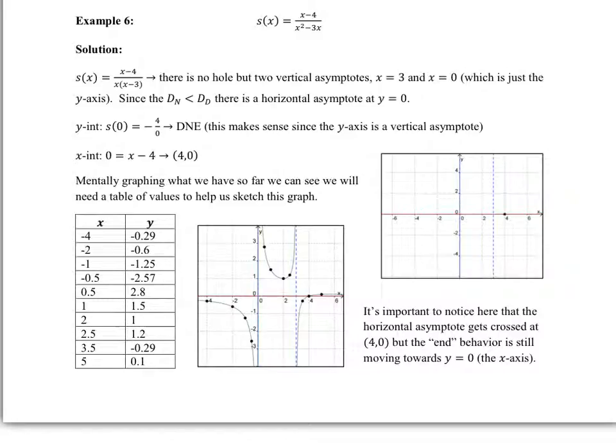Yeah, the x-intercept is (4, 0). Why does it seem a little odd that we have an x-intercept in this problem? Because the horizontal asymptote is the x-axis, right? So we have to remember that we can go through a horizontal asymptote. A horizontal asymptote indicates the end behavior of the function, not discontinuities.